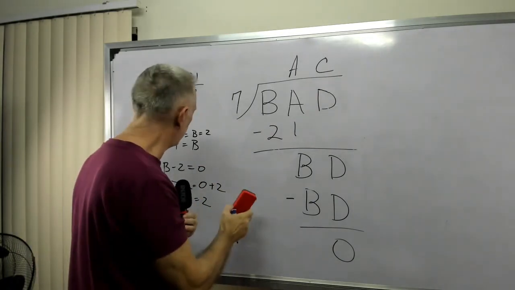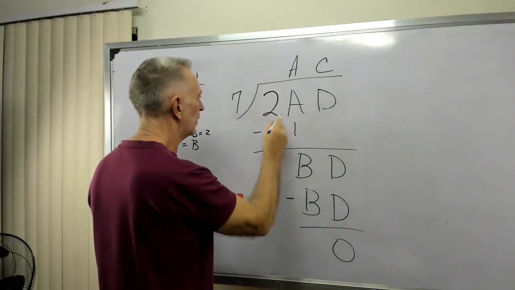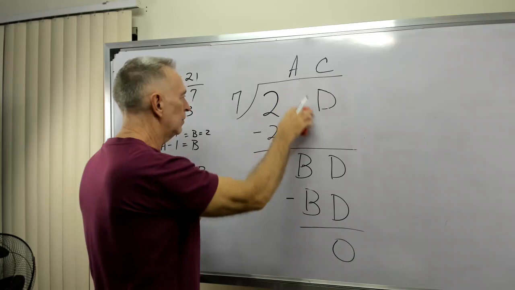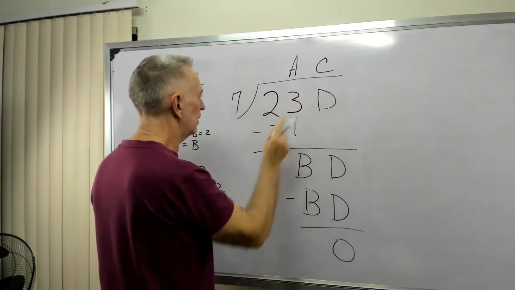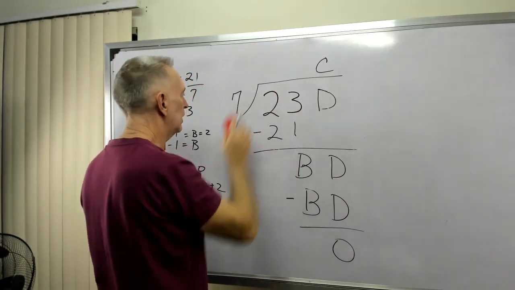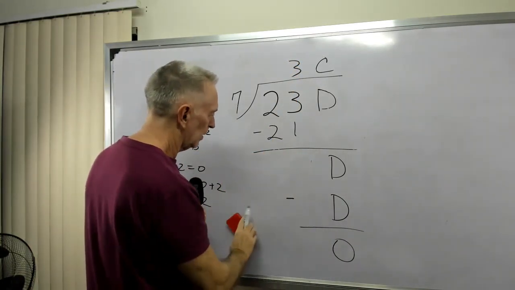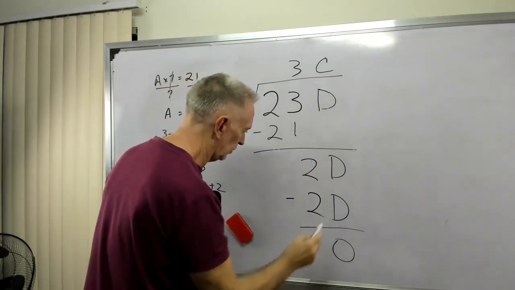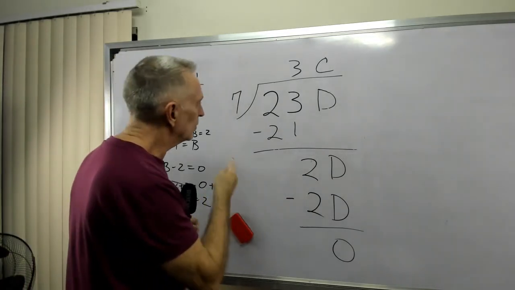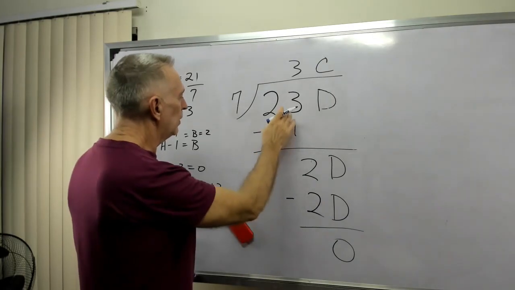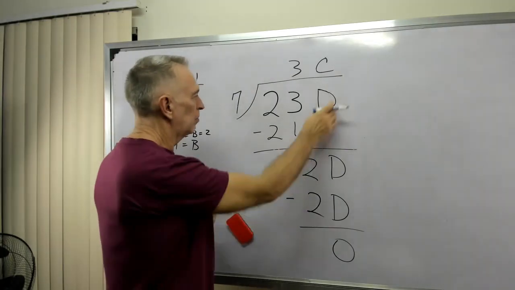Okay, what do we have so far? We have B equals 2. A, we said equals 3. Is that what we said? Yes. A equals 3. So A is 3. I'm going to put that guy up here. 3. B was 2. So I have a 2 and a 2. Hey, we're getting there. Now then, what's going on now? Now we would take 23 minus 21. That gives us the 2. We bring the D down.